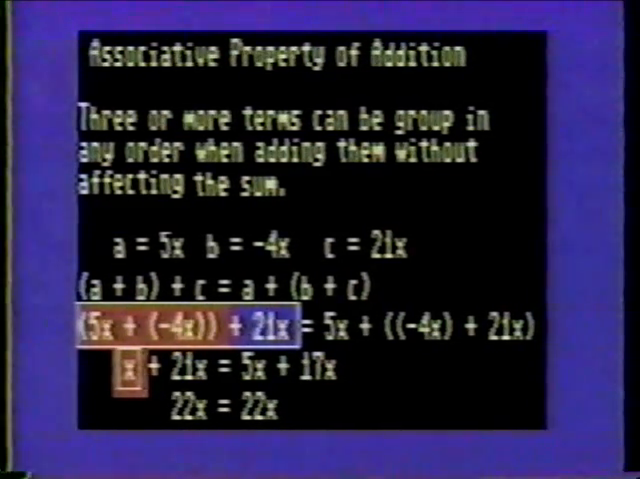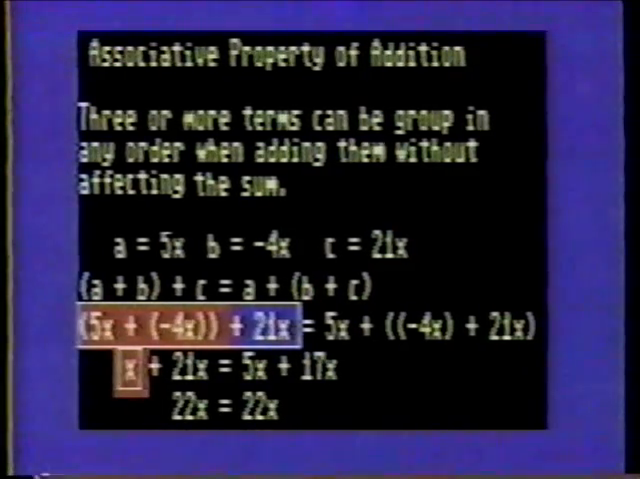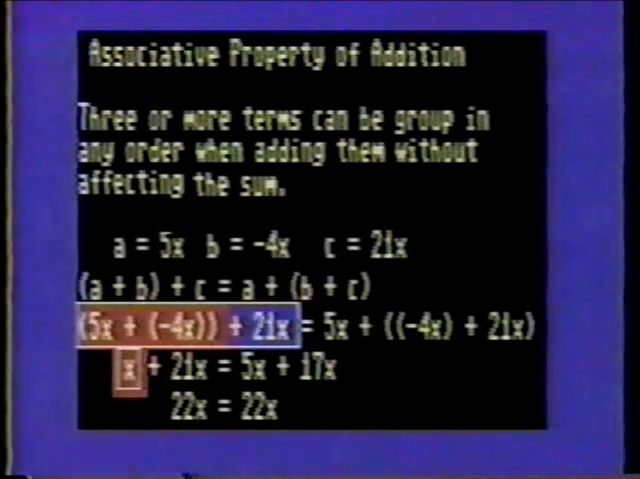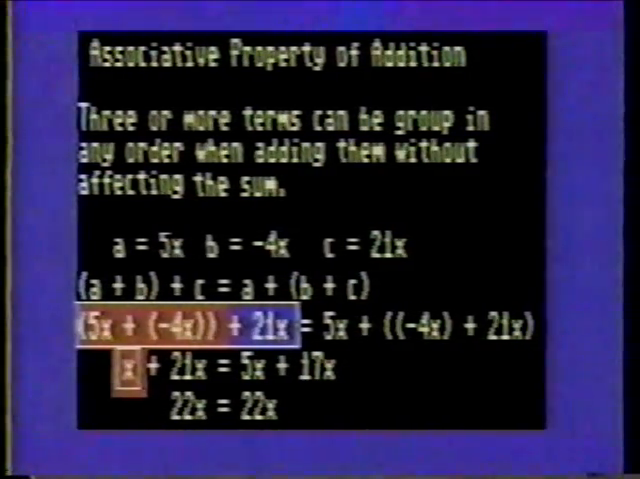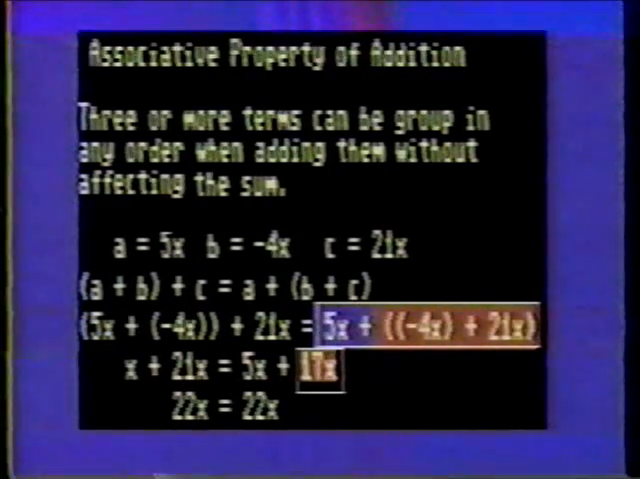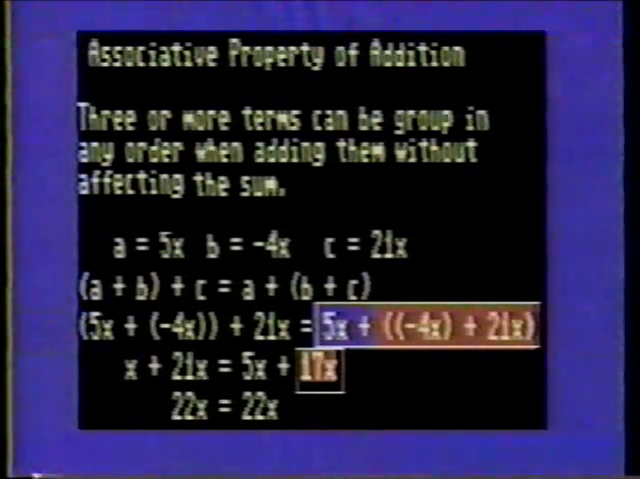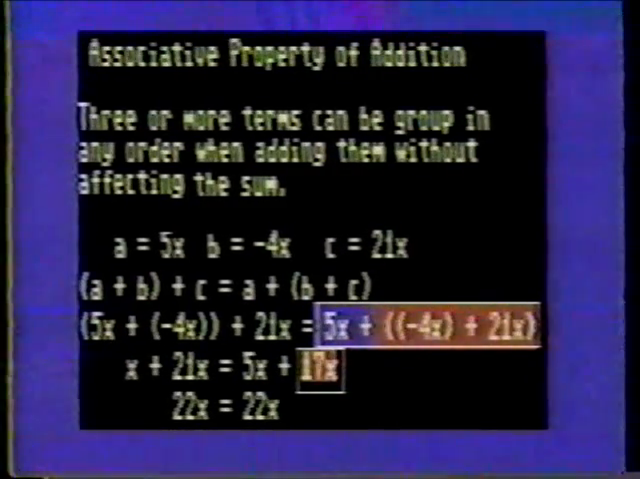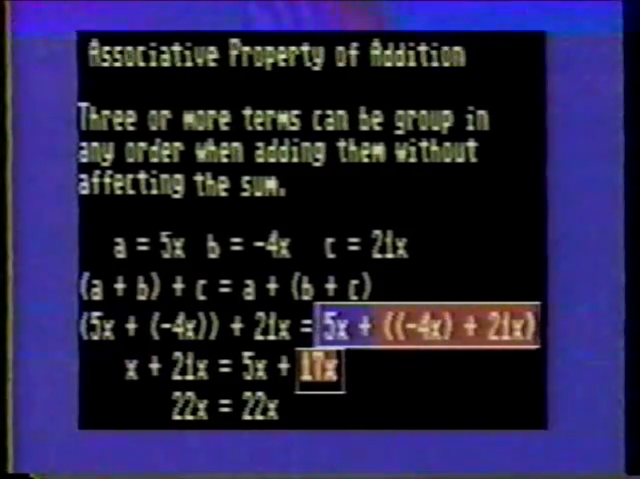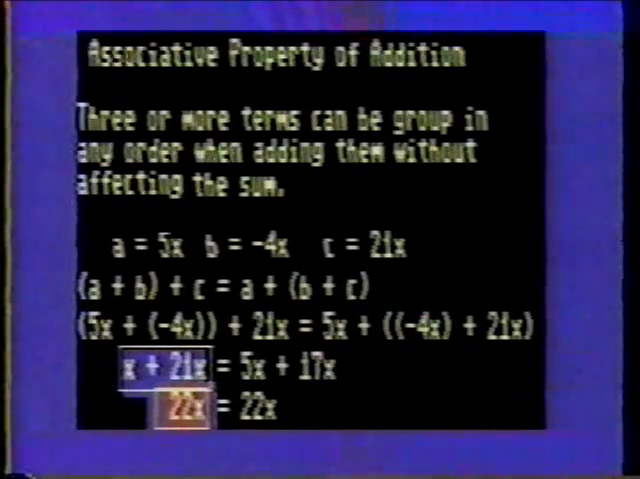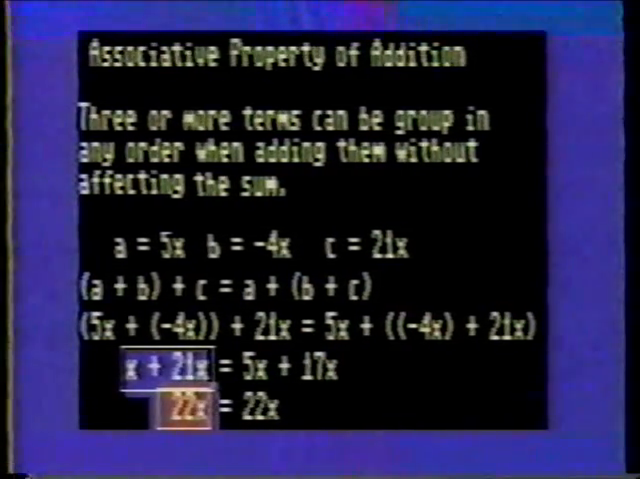The equation becomes 5x plus negative 4x plus 21x. 5x plus negative 4x is x. On the right side of the equal sign, add negative 4x plus 21x, then add 5x to its sum. Negative 4x plus 21x is 17x. On the left side of the equation, add x plus 21x, which is 22x.